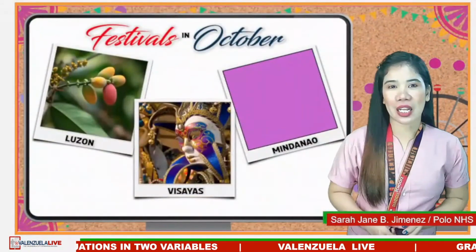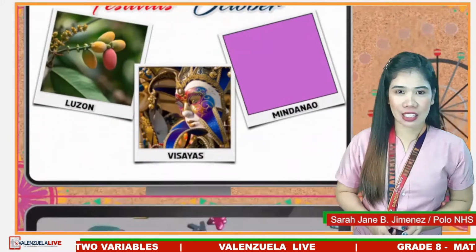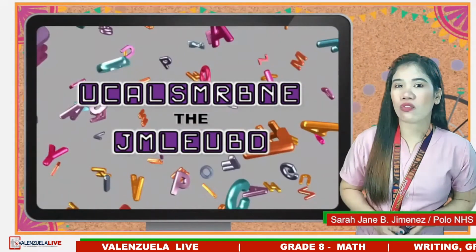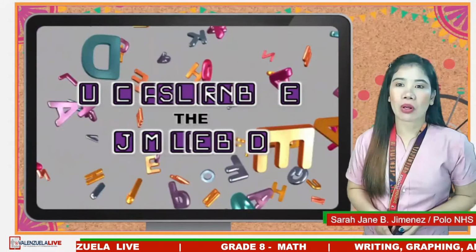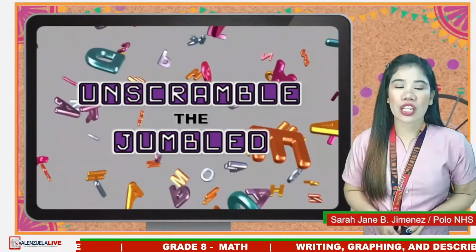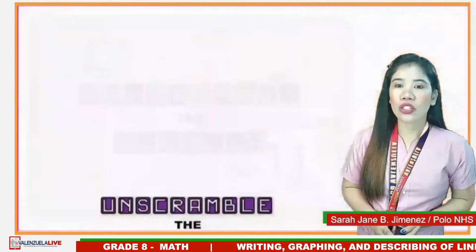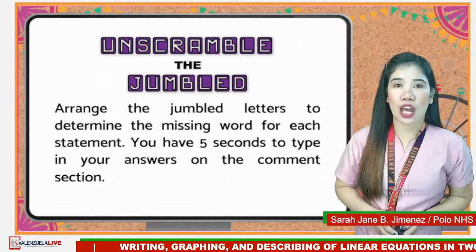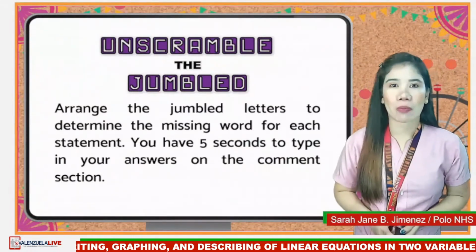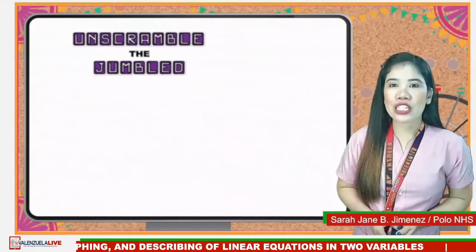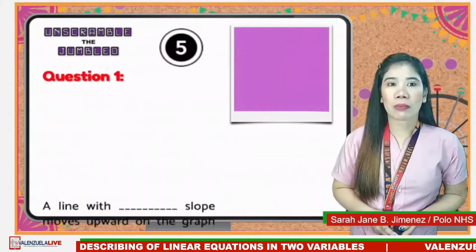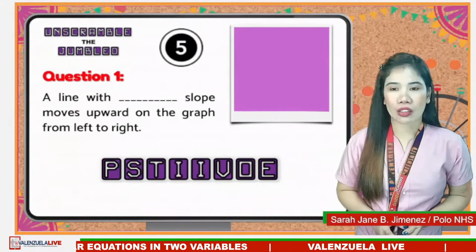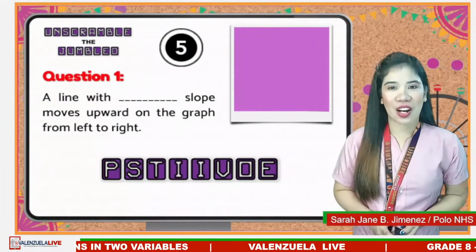Finally, the Mindanao celebration, our third and last activity, will help us to unveil the image related to the festival entitled Unscramble the Jumble. You need to arrange the jumbled letters to determine the missing word for each statement. You have 5 seconds to type in your answers on the comment section. For the first statement, a line with a blank slope moves upward on the graph from left to right. Your timer starts now.